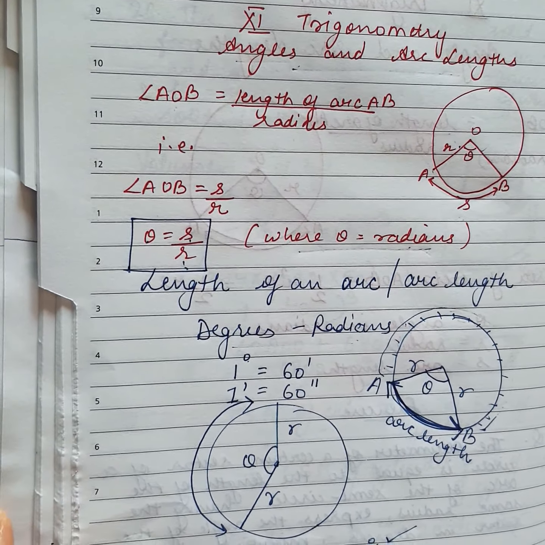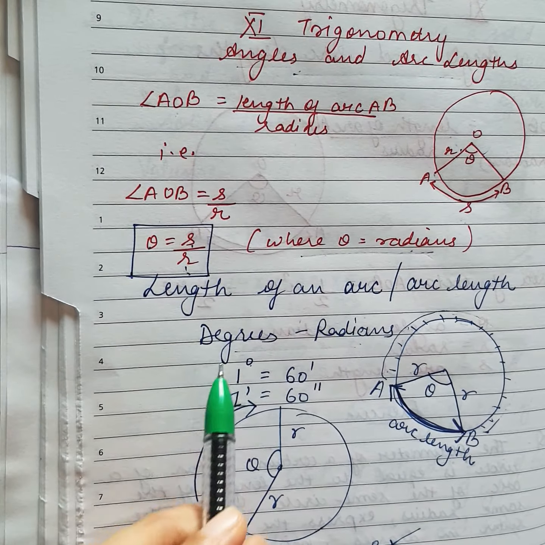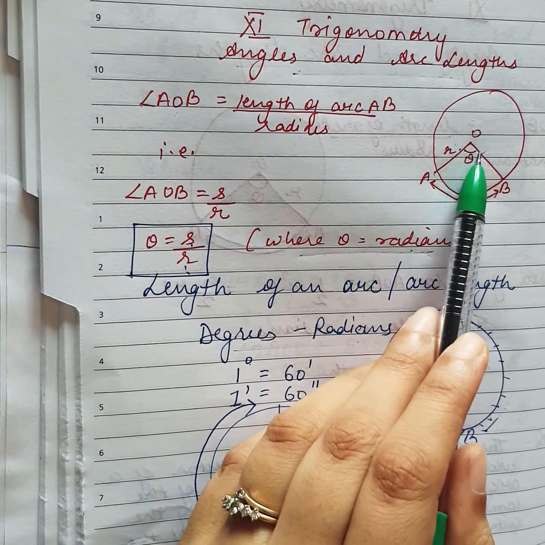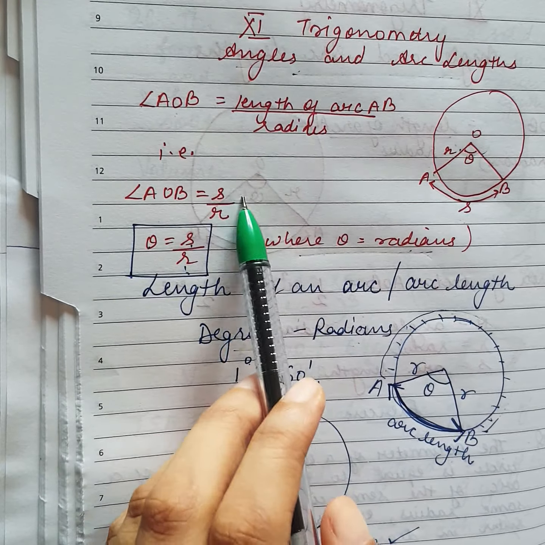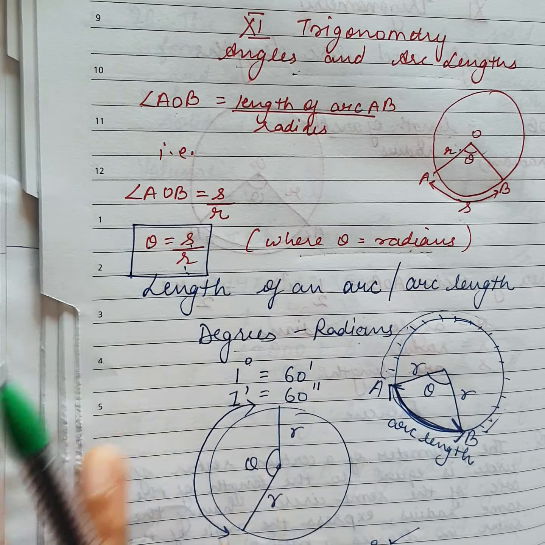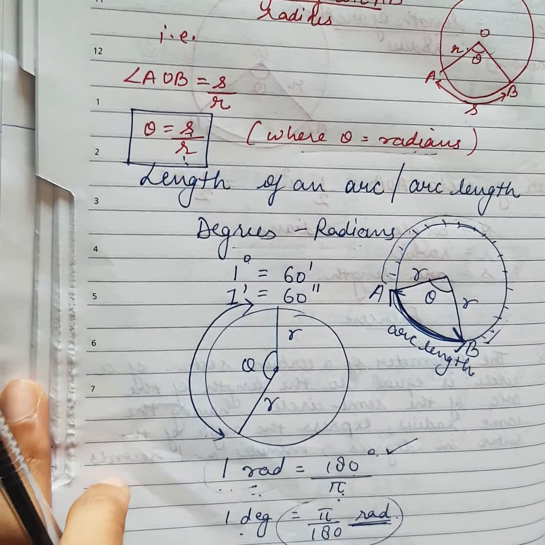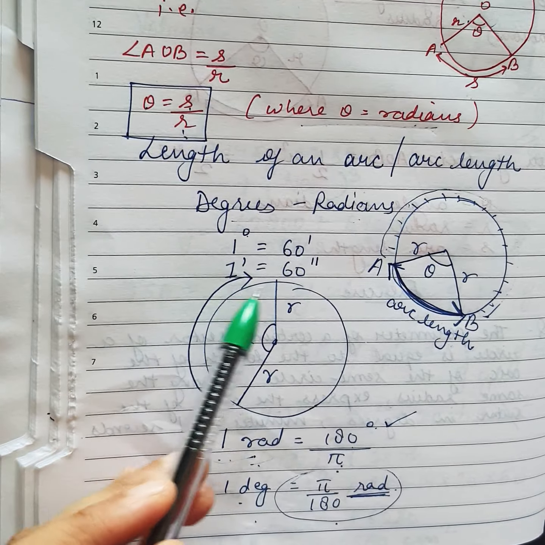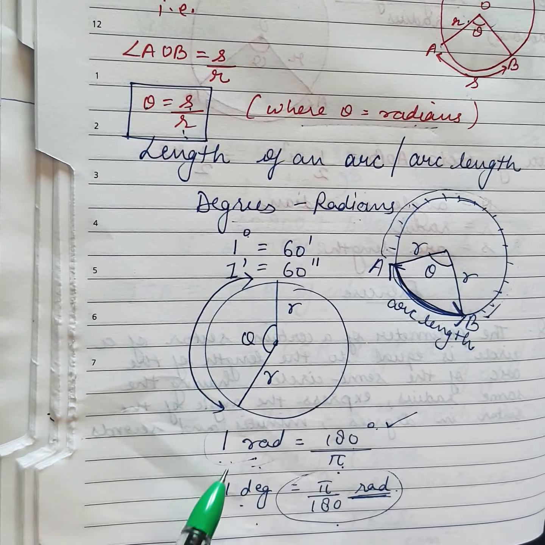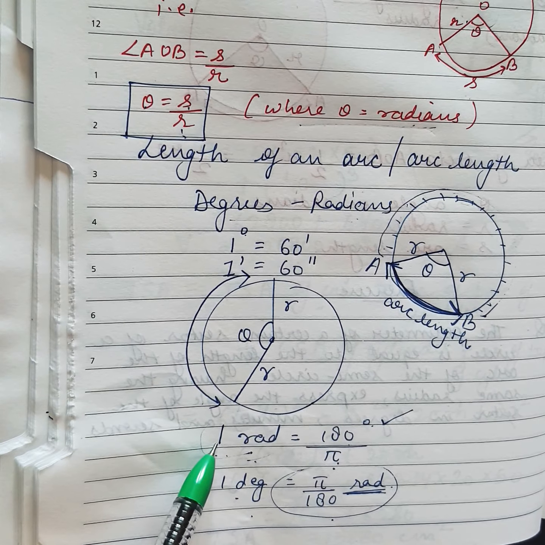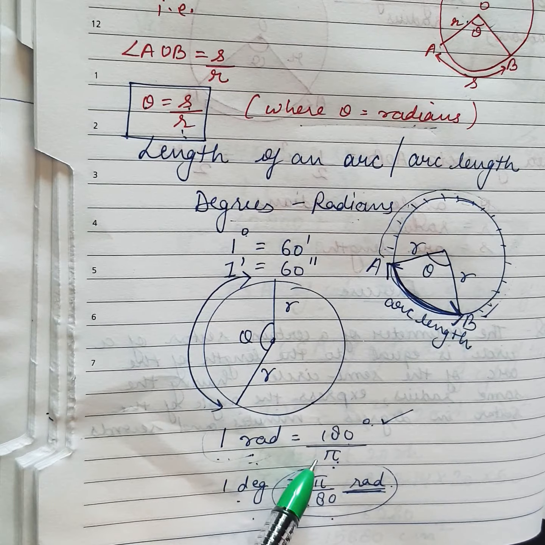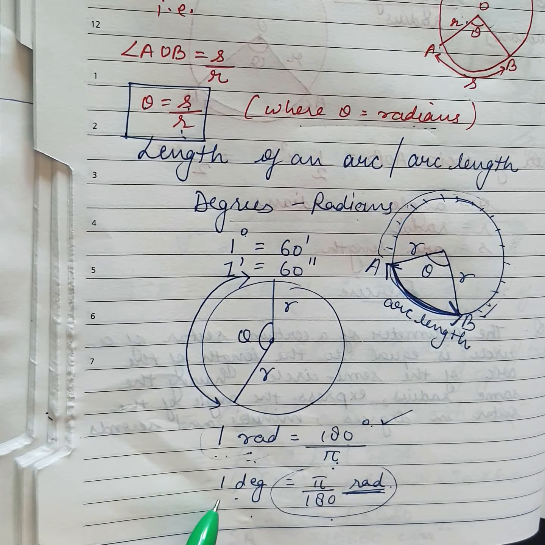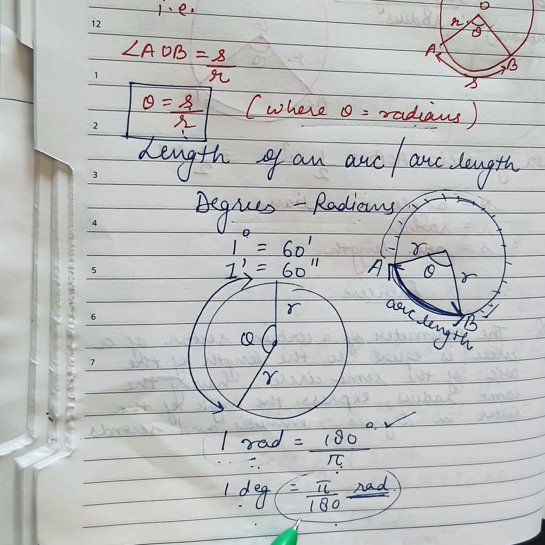So here is how we can convert radians and degrees to others. The angle theta is equal to arc length upon radius, and the conversion of degree to radians is as follows. 1 degree is 60 minutes, 1 minute is 60 seconds, and if we want to convert from radians to degrees we have to multiply by 180 by pi, and if we want to convert degrees to radians, multiply by pi by 180.